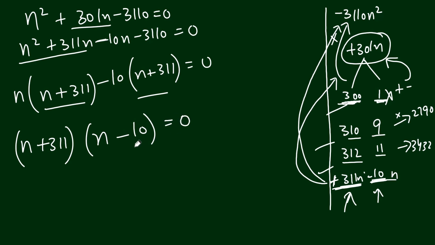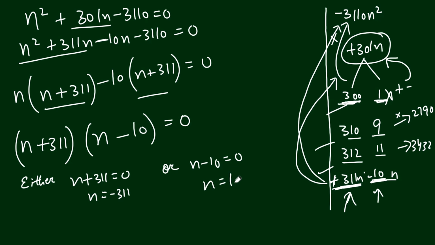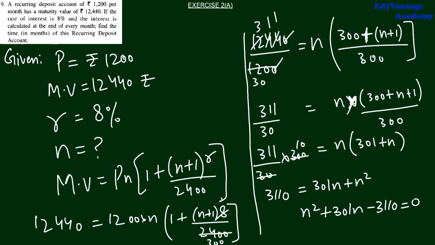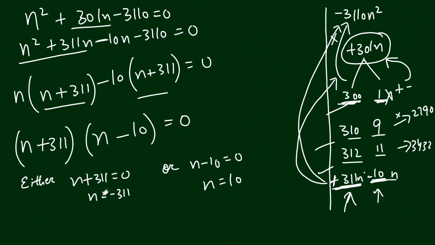So this is just a part of quadratic equation I'm teaching you, but basically we are doing banking. We know when two brackets multiplied come equal to 0, we write either n plus 311 is 0 or n minus 10 is equal to 0. And here n comes minus 311 and here n comes 10. But what is our n? N is the time, months. Can months be negative? Time cannot be negative. So our answer is this.